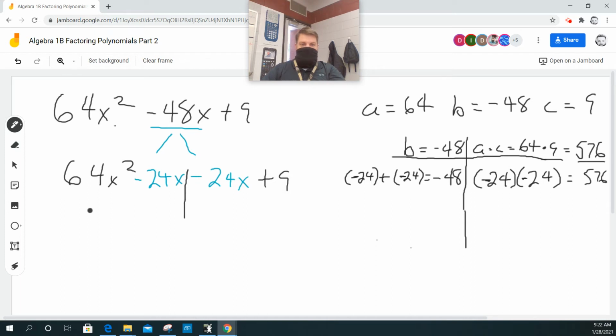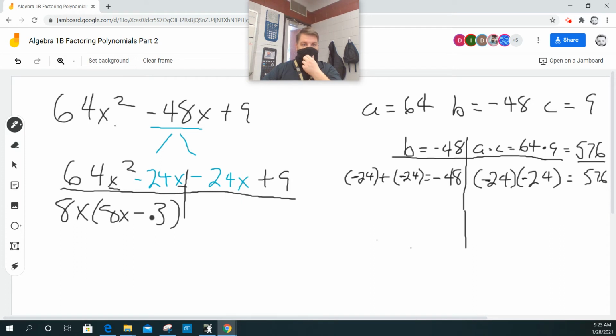So now the next step of the AC method is I'm going to see what I can factor out of this first pair. I'm pretty sure that the greatest common factor of 64 and 24 is 8. And then this has 2 x's, this has 1 x, so I can factor out at least 1 x. And I need to multiply 8x by 8x to get 64x squared. And in order to get negative 24x, I need to multiply 8x by negative 3.